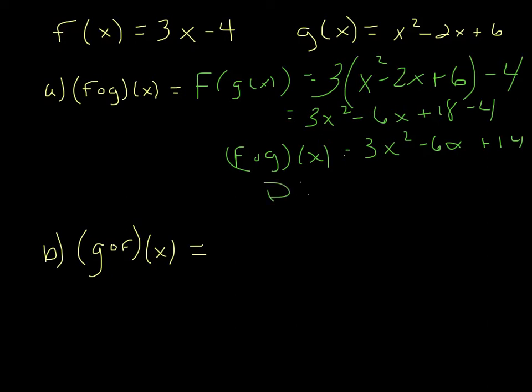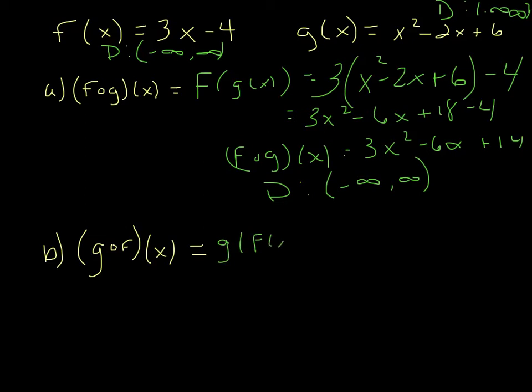To do that, first I have to look at the domain of f and the domain of g. The domain of f, being a linear function, is negative infinity to infinity. g is a quadratic, so it too is negative infinity to infinity. So the domain of the composition will also be negative infinity to infinity. There were no values left out of f and g, so I don't have to leave any values out of the composition.